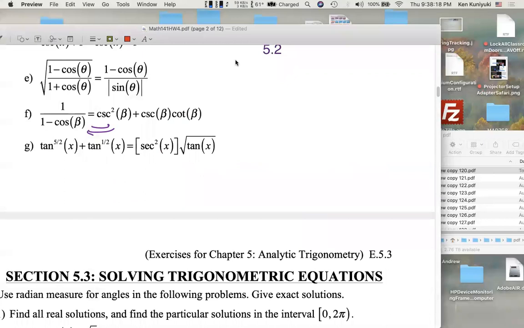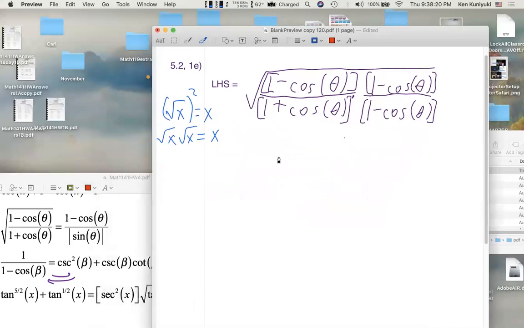Because, for example, is it always true that a is equal to a squared? Well, no, that's not always true. These are not generally equivalent. You can't just square something because you feel like it. But what can I always do? I can always multiply by 1.